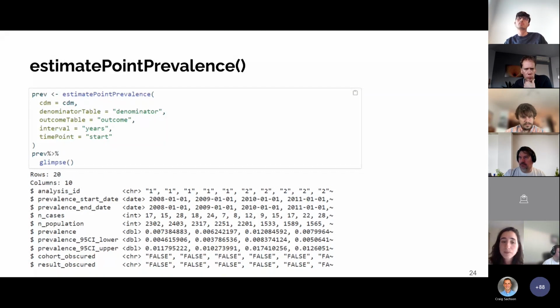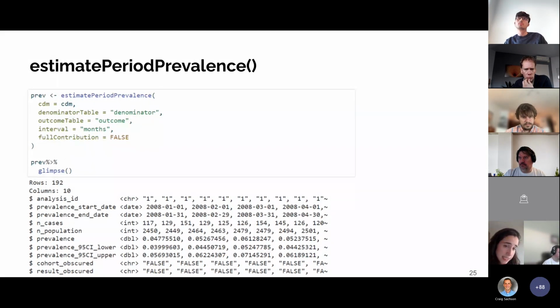And for period prevalence, it's basically the same, but in this case, we have this full contribution parameter, which allows us to decide if we want to include these individuals that are not observed through the whole interval. So in this case, the whole month.